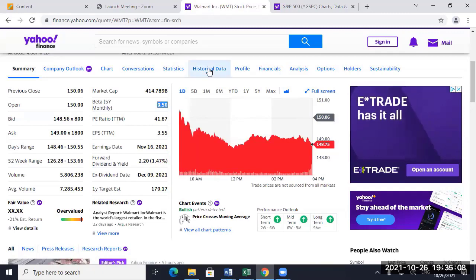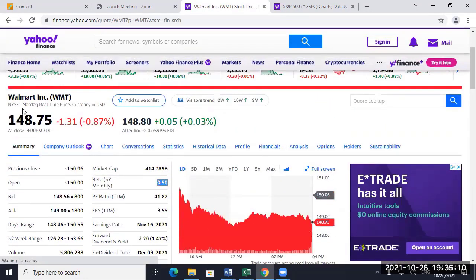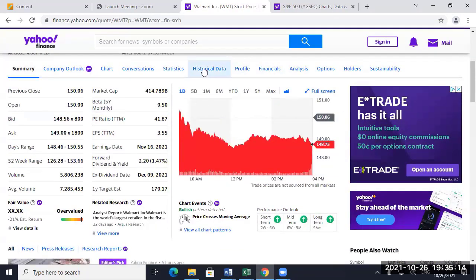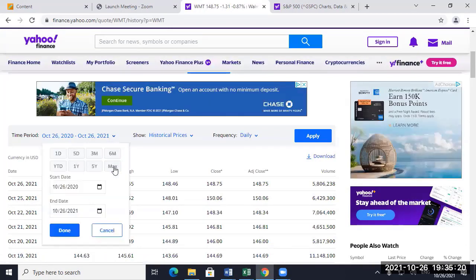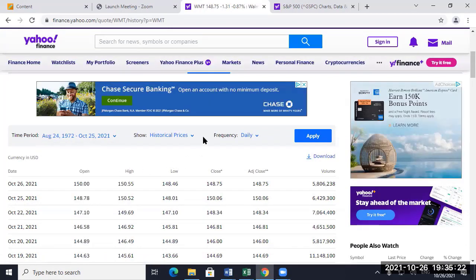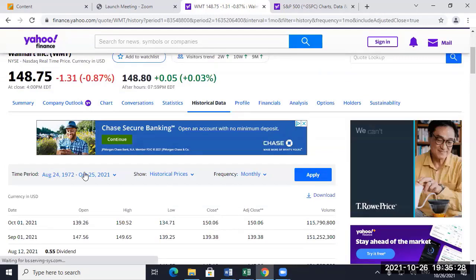All right, so we need it. So you go to your company. This is Walmart, not Waste Management for a change. You go to historical data. And what you want to do is go back as far in history as you can. So just click on the max. And you want monthly. And hit apply, all right? So get the longest period possible, monthly, and apply.